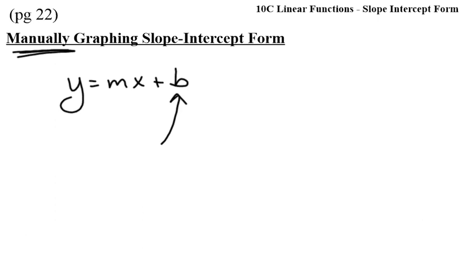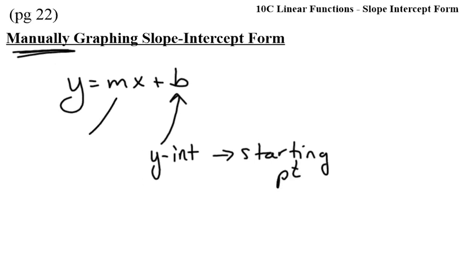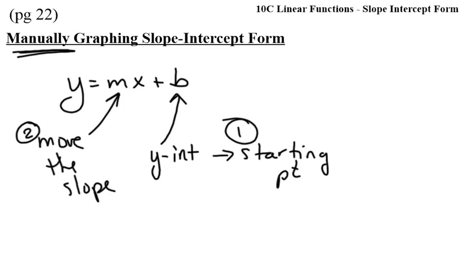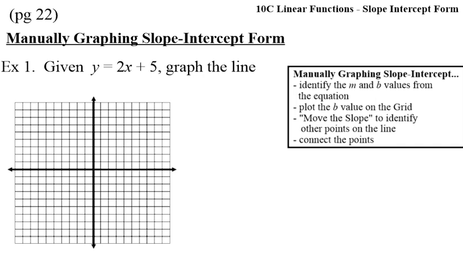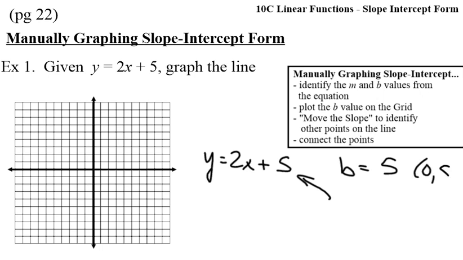Because b, the y-intercept, that's your starting point. I can put a y-intercept onto the graph to start with, and then I can move the slope, which we did last lesson. So those are your 2 steps. Intercept and then move the slope. Here we go. Y is equal to 2x plus 5. Graph the line. Y equals 2x plus 5. What do we know? We know b, our y-intercept, is at 5. So it's 0, 5.